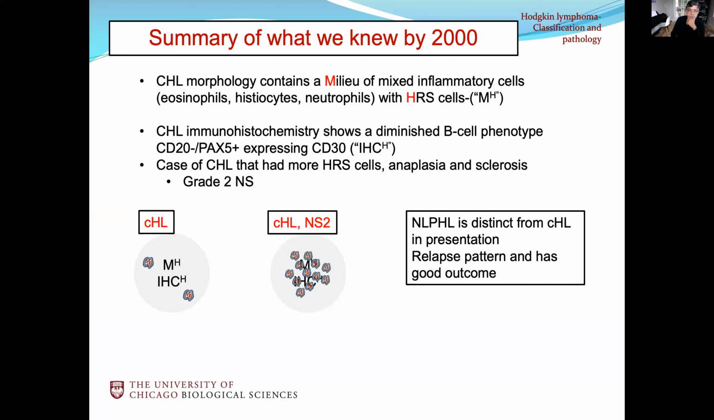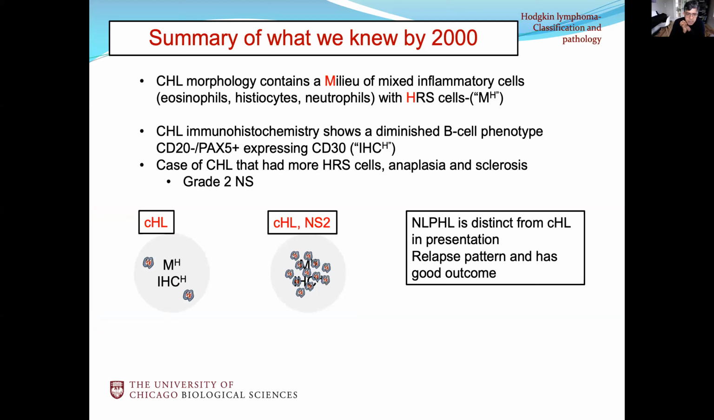So let's summarize what we knew up until 2000. Hodgkin has few cells. It contains a milieu of mixed inflammatory cells, and there are scattered Hodgkin-Reed-Sternberg cells. So the milieu is equally important as the morphology of the Hodgkin cells.